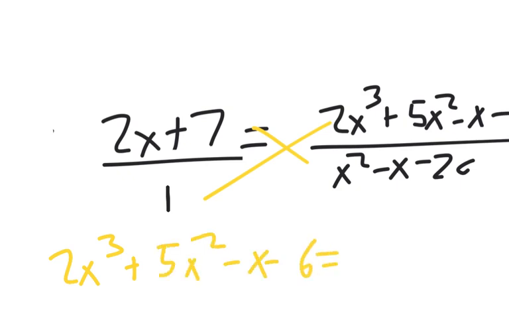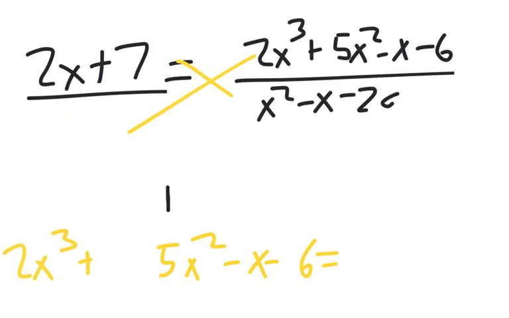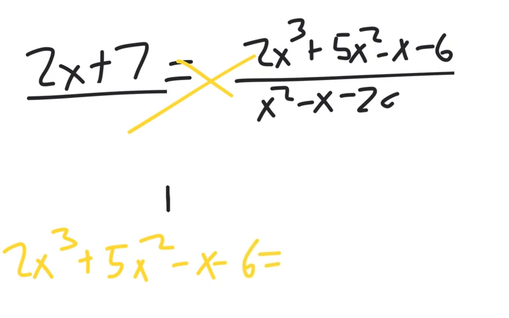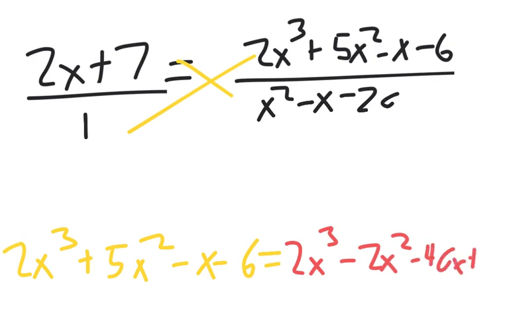Then I have to distribute. Let's just see what happens. I'm just curious. Slide over. Okay. The 1 needs to go up there. There we go. 2x times x squared is 2x cubed. 2x times negative x is negative 2x squared. 2x times negative 20 is negative 40x plus 7x squared minus 7x minus 140.